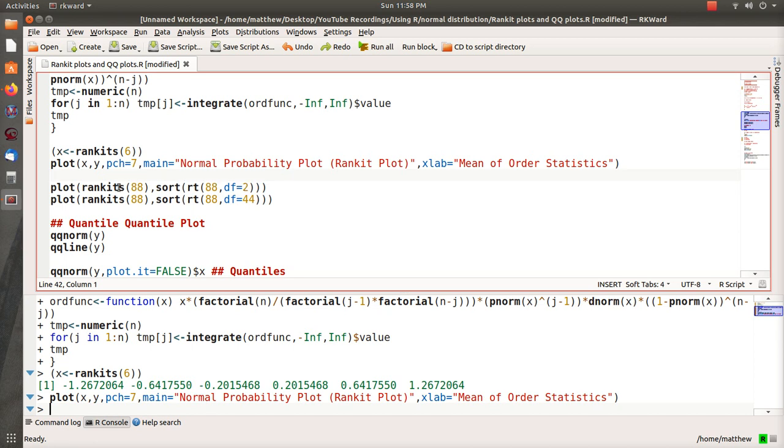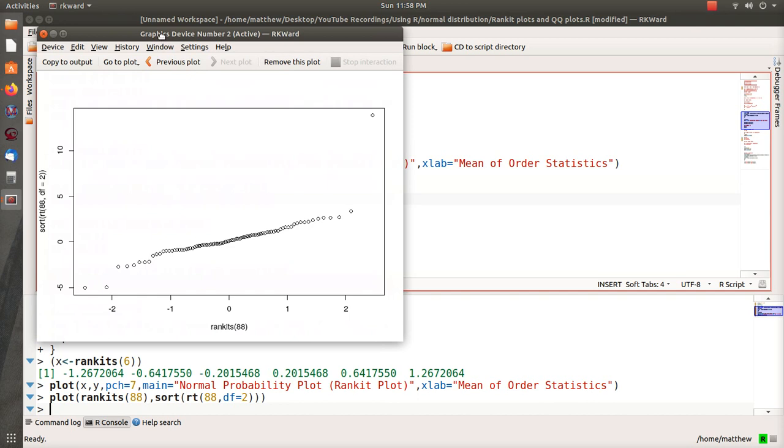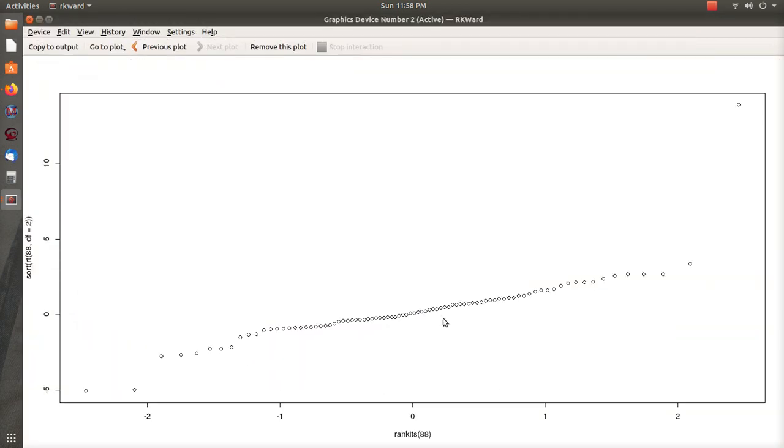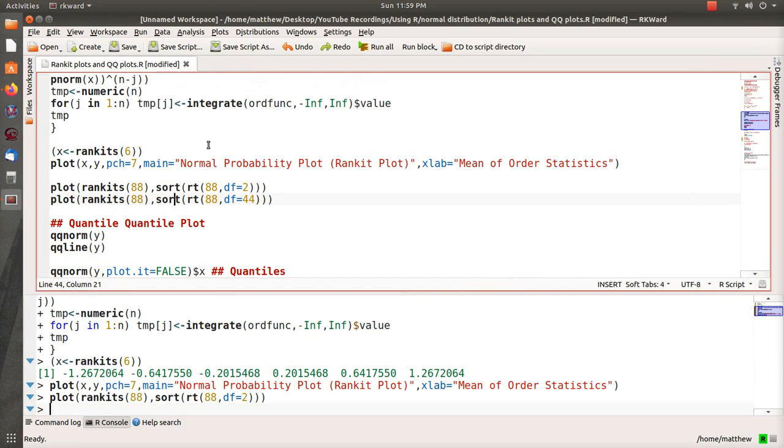We're going to plot the rankits of a sample size of 88, and our sample we're going to grab from a t-distribution with 2 degrees of freedom, and then look at that. So this is it. So notice that it's straight line-ish in the middle, but then the tails deviate quite a bit from a straight line, and that's just expected because a t-distribution with 2 degrees of freedom has very heavy tails, and so it shouldn't be a straight line. So there's obvious deviation from a normal distribution here.